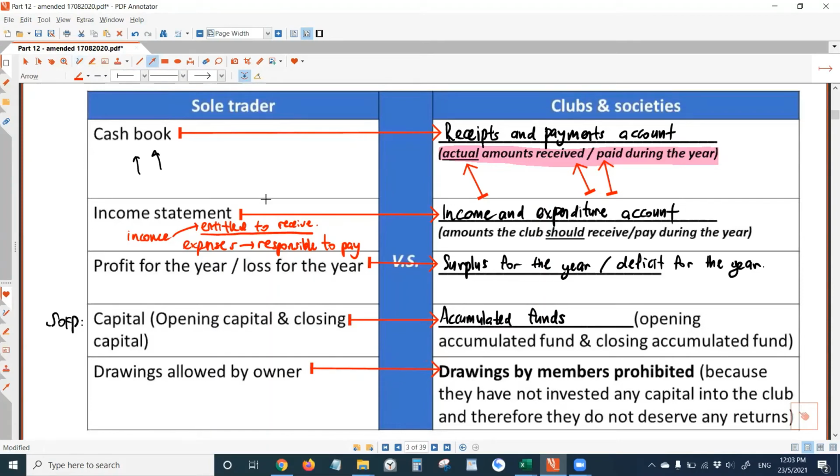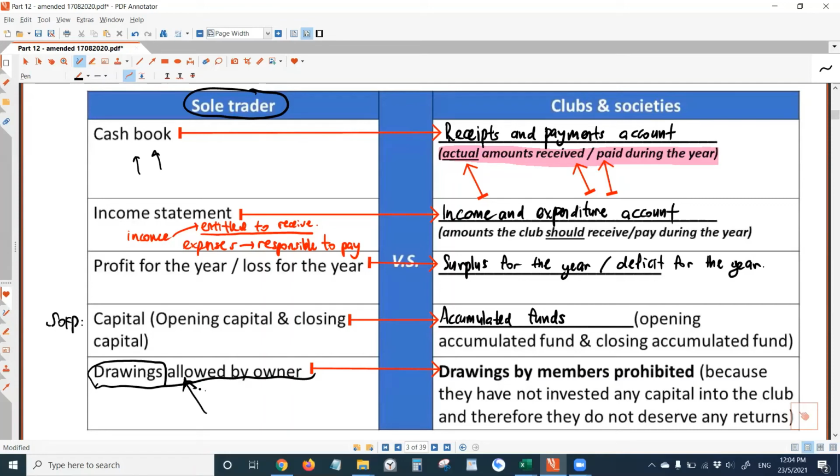Now, the last row, drawings allowed by the owner for a sole trader business. Because the sole trader is the only owner in the business, right? So understandably, the owner can do anything to the business. Drawings means taking anything out of the business for personal use. So very obviously, the sole trader should have all the rights to take anything out of the business for personal use. That's the reason it is allowed.